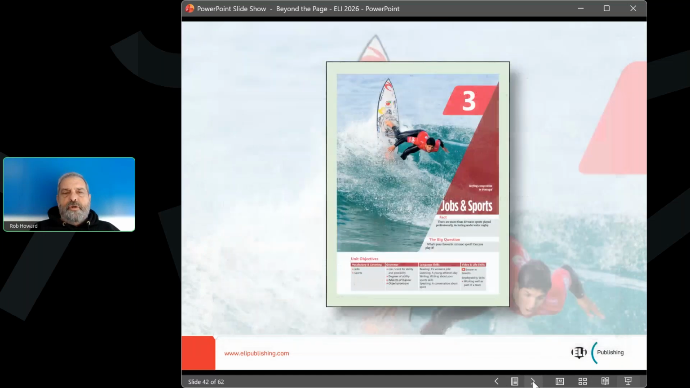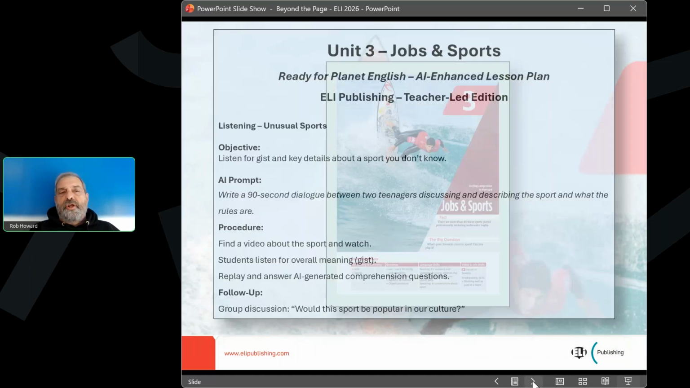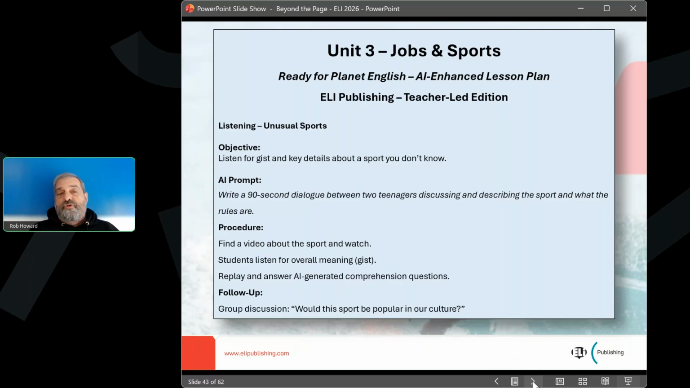Here's Unit 3, Jobs and Sports. And it came up with a good listening activity where AI was to write a 90-second dialogue between two teenagers discussing a particular sport and what the rules are. And here's the procedure, here's the follow-up. Now, this was all done in a matter of seconds using AI. And I feel this is good because it's not replacing me as the teacher. It's giving me some tools to work with the students.